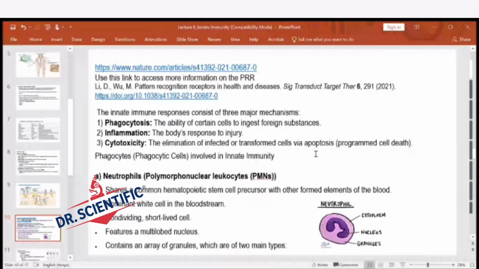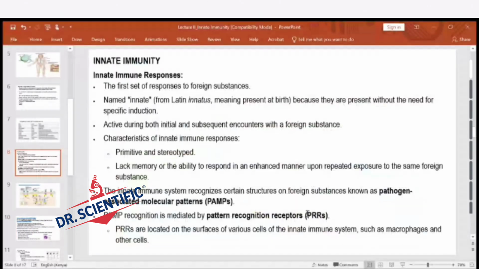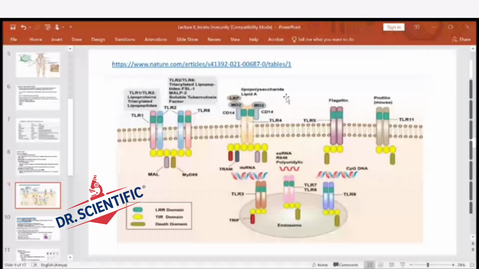So we talked about cells of the innate immunity, and most of these cells are phagocytic cells. It means they have PRRs. Basically, this cell of the innate immune system is phagocytic, yes, but it will also have this.